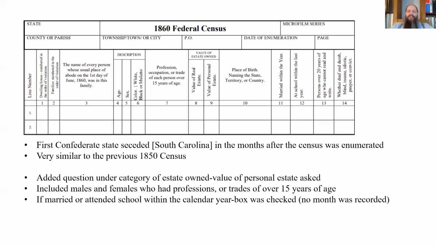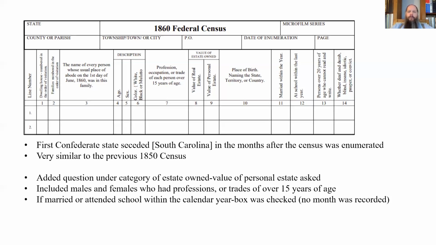The census was very similar to that of 1850. The questions were near identical. There was some added material, though. The census asked questions in the category of estate. Remember, prior in 1850, it only wanted to know about the real estate. This one included a question about their personal estate, their personal belongings, what value they held.